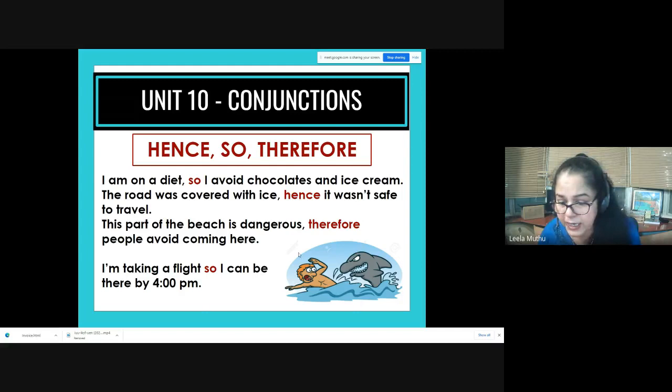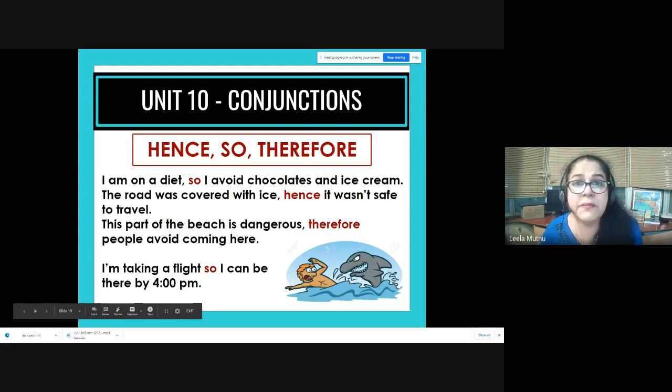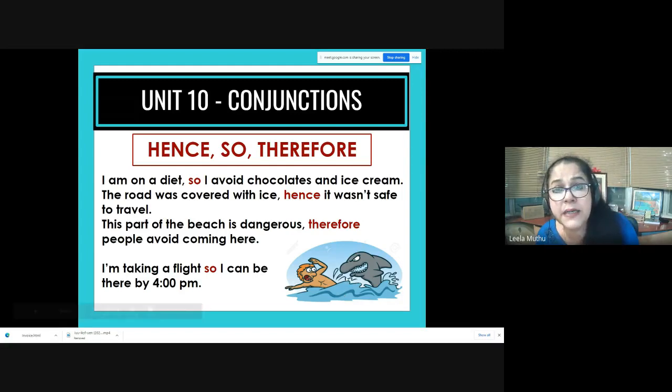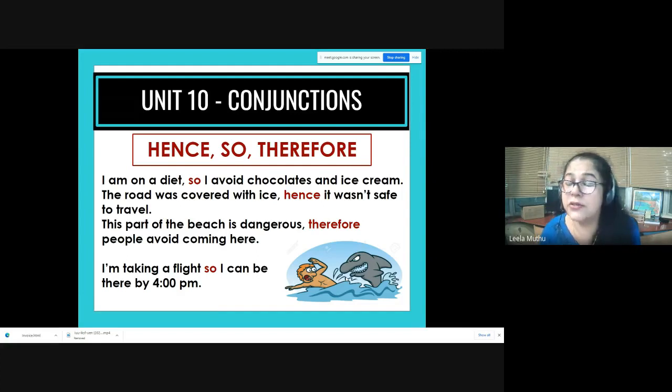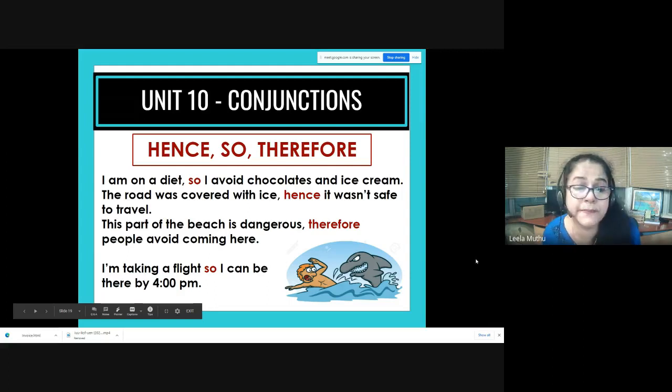So see this poor guy, the reason why they don't go to that part of the beach is very obvious now. He's going to be shark meat. He's going to be a lovely dinner or lunch or breakfast for the sharks. And we don't want to give the shark that pleasure, do we?